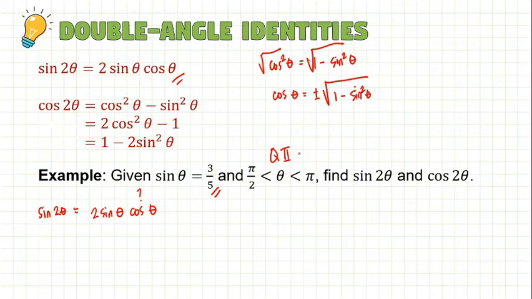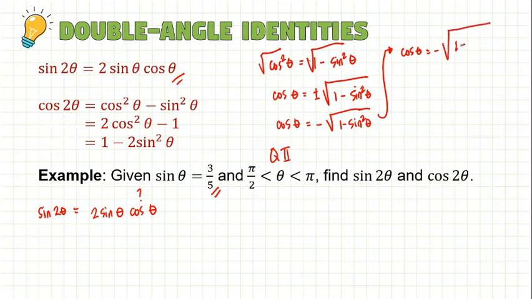And since our angle theta is in quadrant 2, the value of cosine should be negative. So our formula will be cosine theta equal to negative square root of 1 minus sine squared theta. So this is the formula that we are going to use to solve for cosine. So from that, we will now have cosine of theta is equal to negative square root of 1 minus sine theta squared, right?